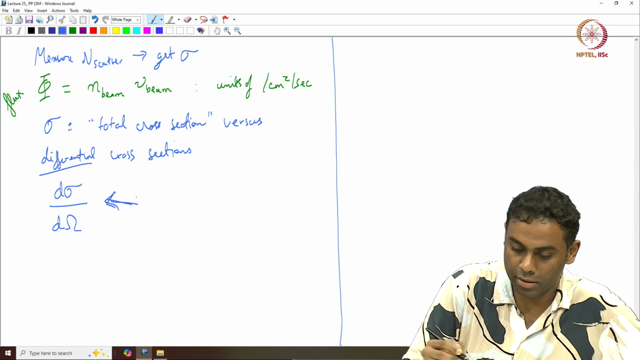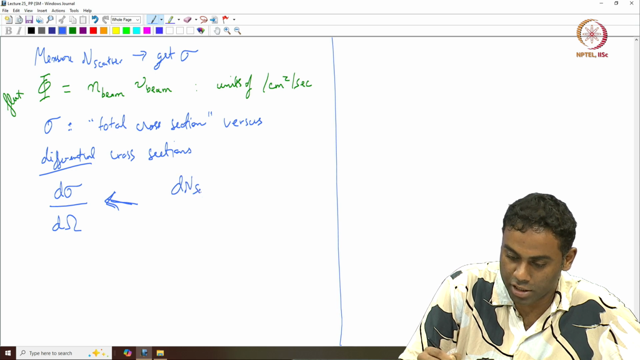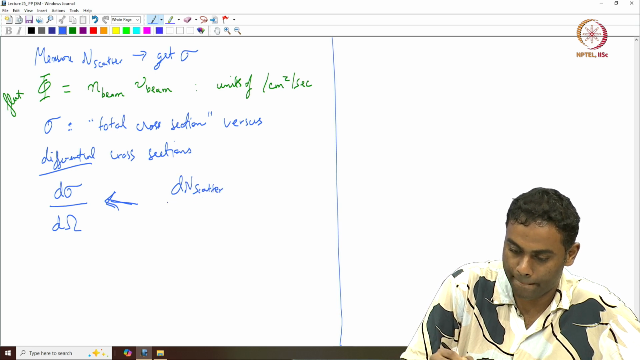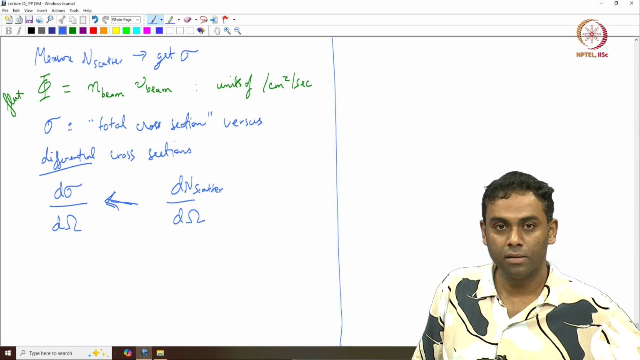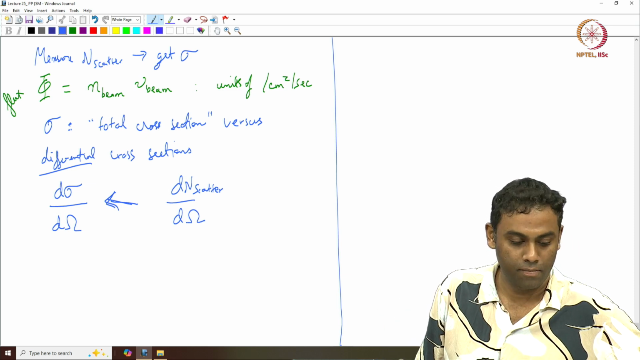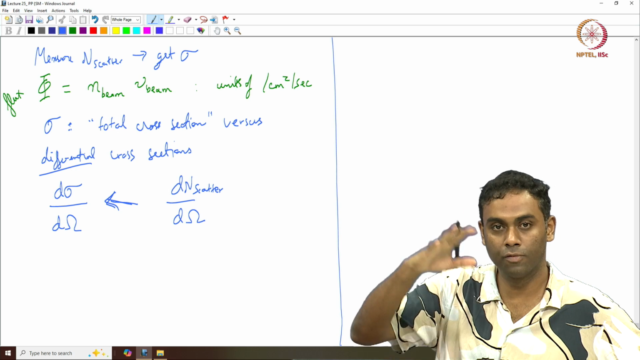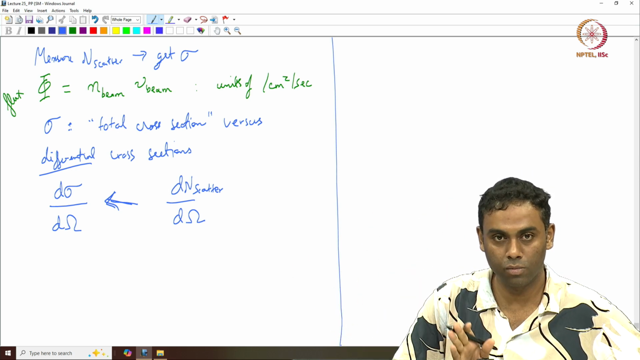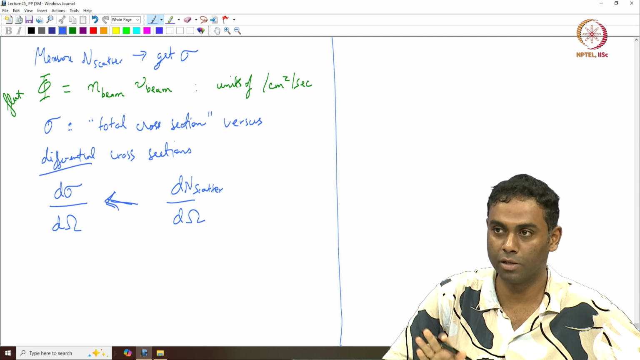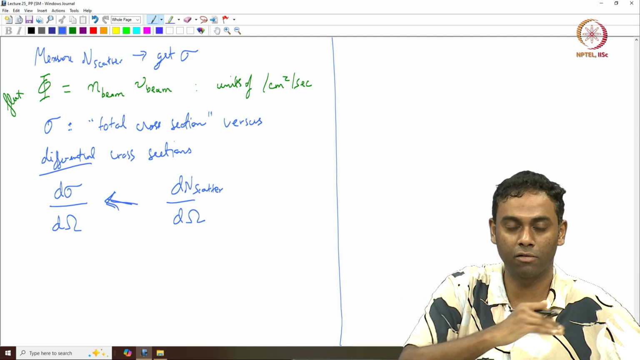Obviously, you're going to measure it by looking at how many scatters you get in different directions, basically, right? So if you were to build a 4 pi detector around the target, you can clearly pick out that most of the beam, most of the scatters happened in one particular direction, and almost nothing happened in the backward direction, and things like that.